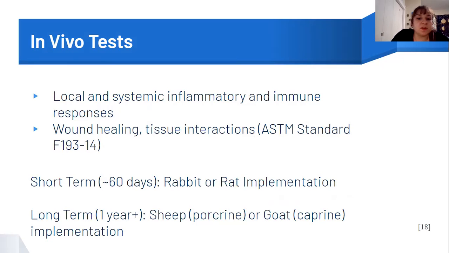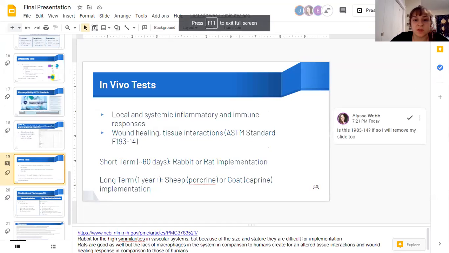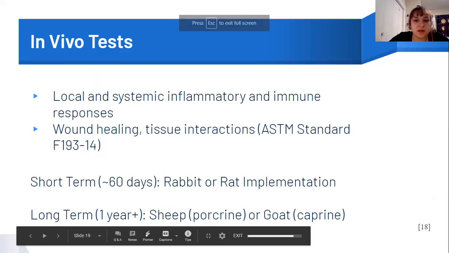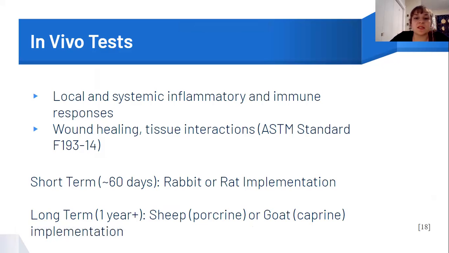So by completing in vivo testing, the team is looking to determine the local and systemic inflammatory responses the device invokes, along with the wound healing and tissue interactions and processes that the device undergoes. To complete these tests, the team will look into conducting short-term and long-term in vivo testing to fully understand the implementation responses in the body. For short-term testing purposes, of approximately 60 days, rabbit or rat implantation has been chosen.